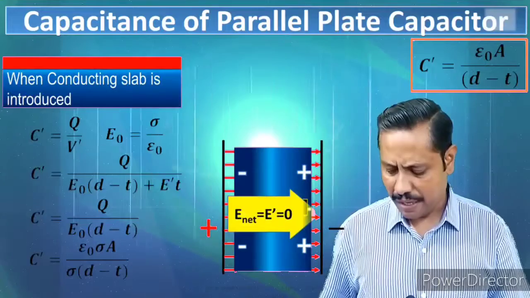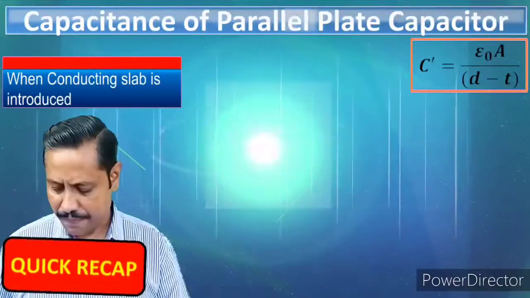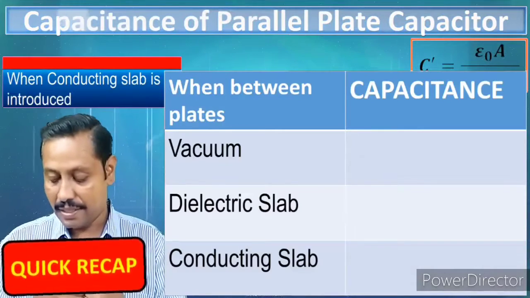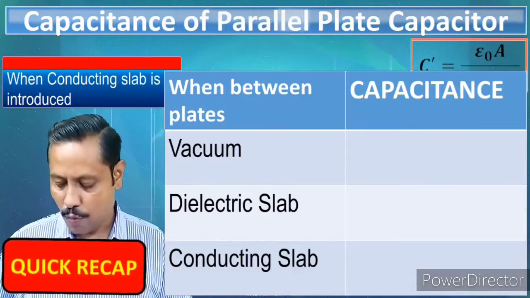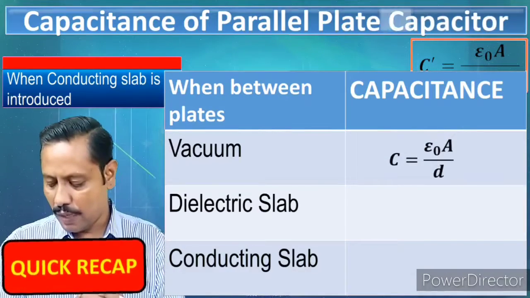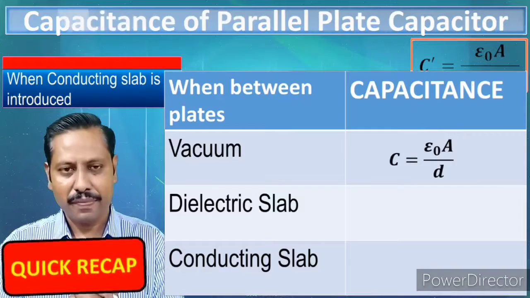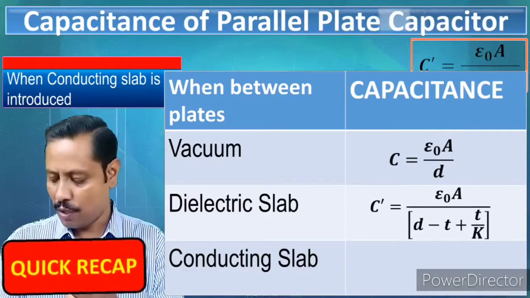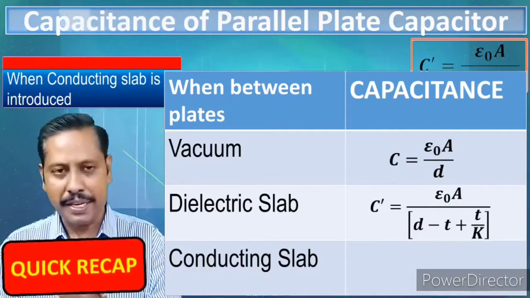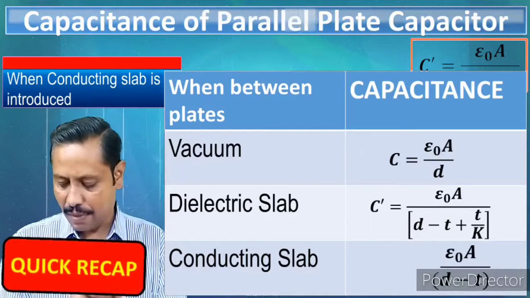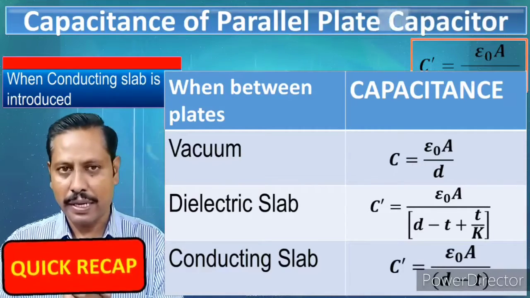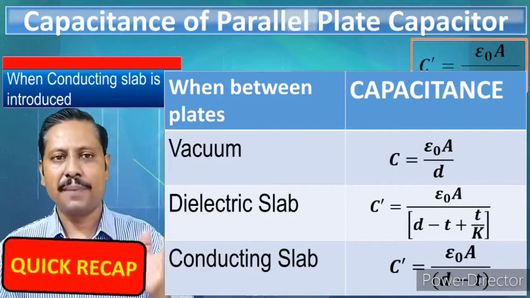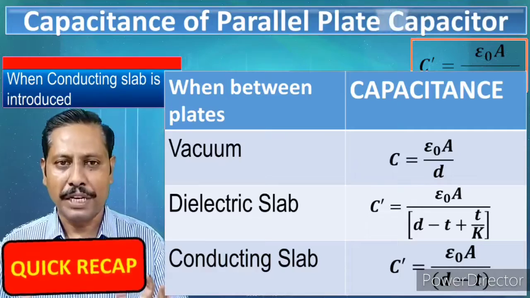Just have a quick revision now for all these things. We'll take the cases of which material we are putting between the plates and what the capacitance is. For the case of vacuum we got C equals epsilon 0 A upon D, right? For the case of a dielectric slab we get C dash equals epsilon 0 A upon (D minus T plus T by K), and for the case of a conducting slab we got C dash equals epsilon 0 A upon (D minus T). These are the capacitances when different types of materials are introduced between the plates.